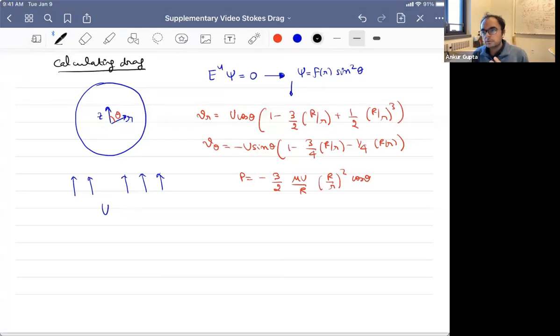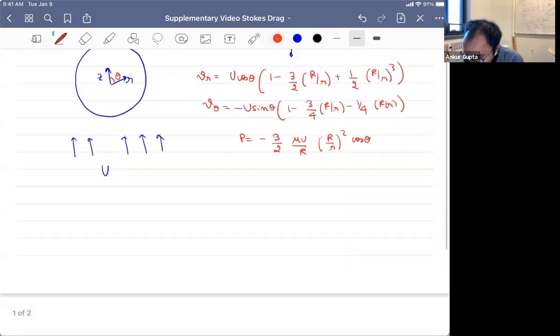I will not go through the derivation of velocity profiles. That is something we have already done in class. But just to quickly recap, we used the stream function approach because we have a bidirectional system. So we used E for psi is equal to 0, and because the system is symmetric about phi, we decomposed psi into phi of r times sine square theta, and then we derived the velocities Vr, V theta, and then the pressure by substituting back into the Navier-Stokes equation. That is something we already discussed in class. This video will specifically focus on the topic of Stokes drag. So let's go through it.